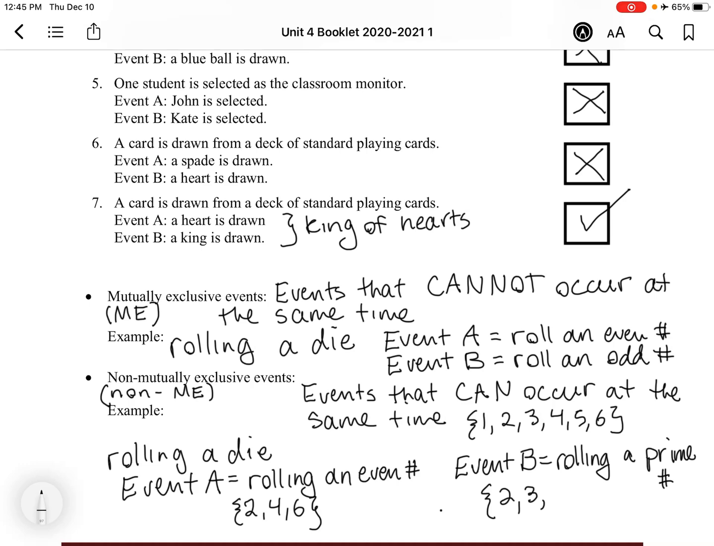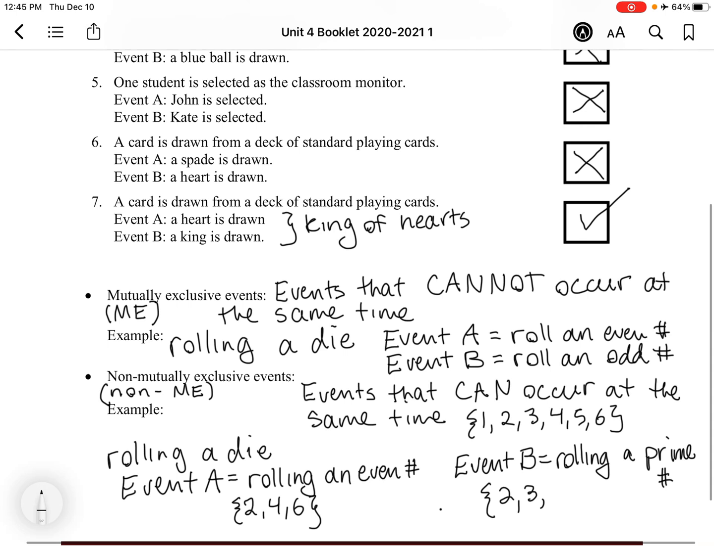4 is not prime. It's got 3 factors, 1, 2, and 4. 5 is prime because it's got 2 factors, 1 and 5. And then 6 is not prime because it's got more than 2 factors, 1, 2, 3, and 6. So this is the set of prime numbers that you could get on a 6-sided die.